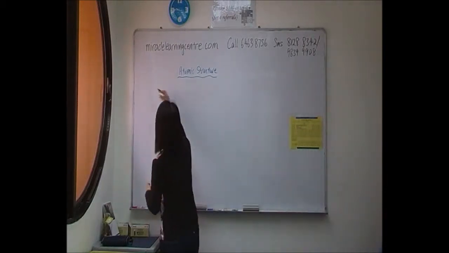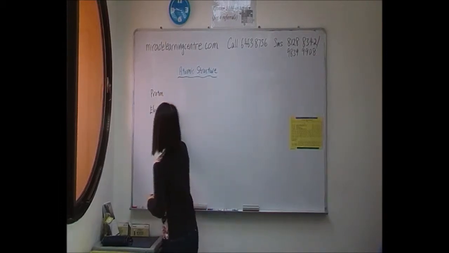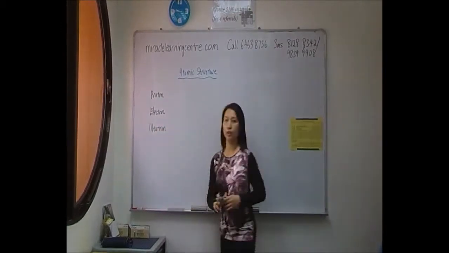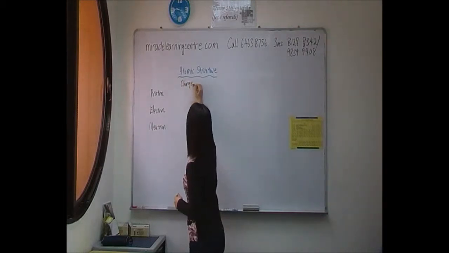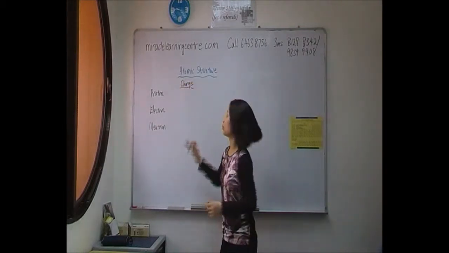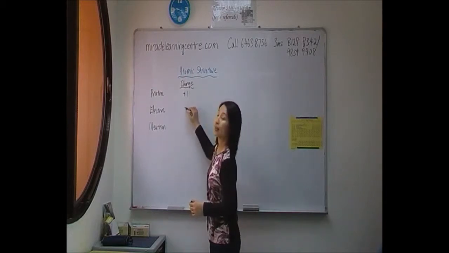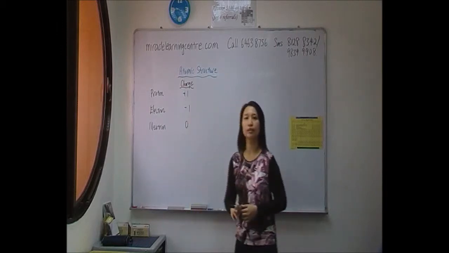So first, we're going to learn what is a proton, what is an electron, and what's a neutron. What's the charge of a proton? Proton has a +1 charge, electron, -1 charge, and neutron, no charge.